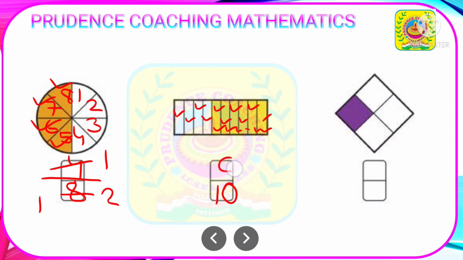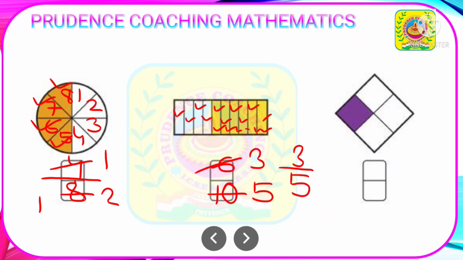So we will have 6 in the numerator. So our answer will be 6 by 10, or we can cancel it out with 2. You will get 2 3s are 6 and 2 5s are 10. So here the fraction will be 3 by 5. Let us move on to the next figure.